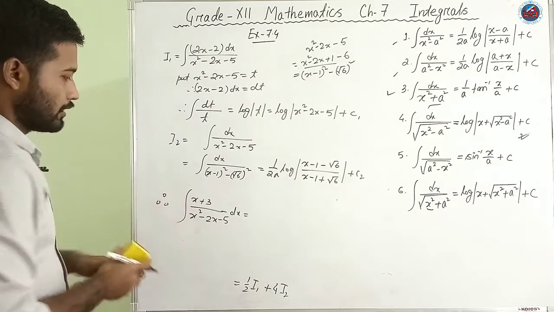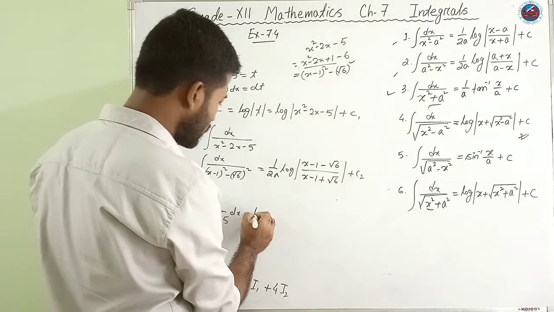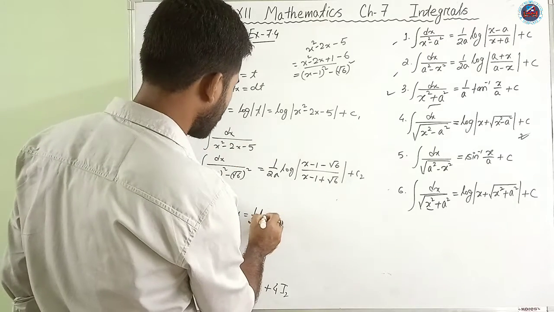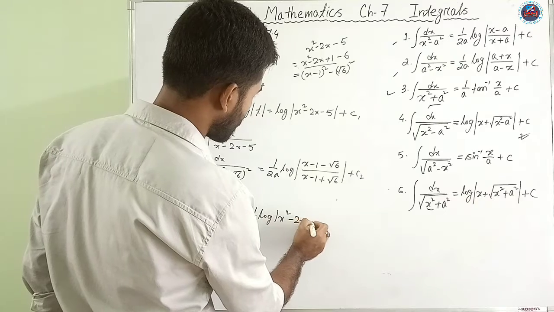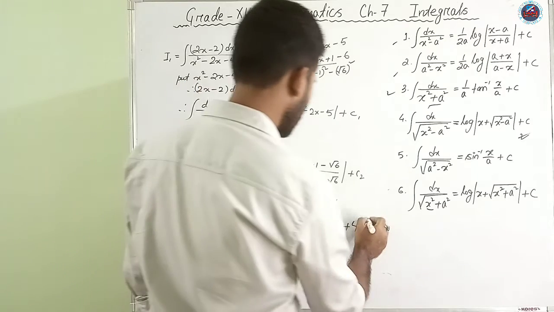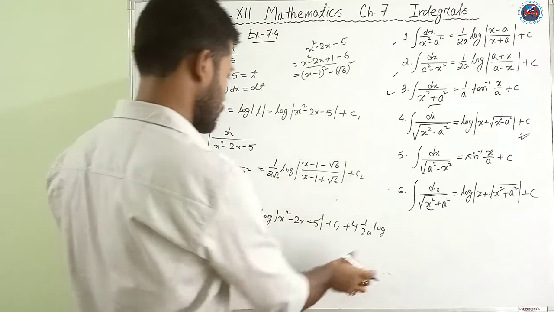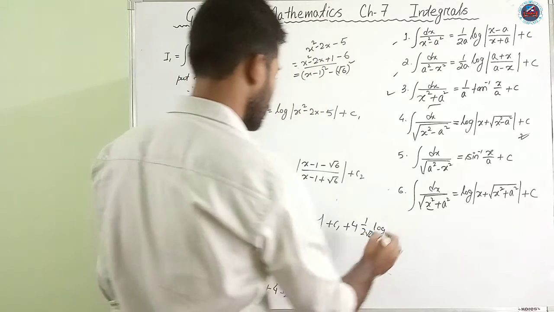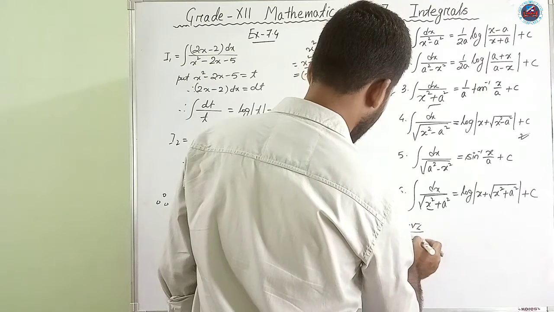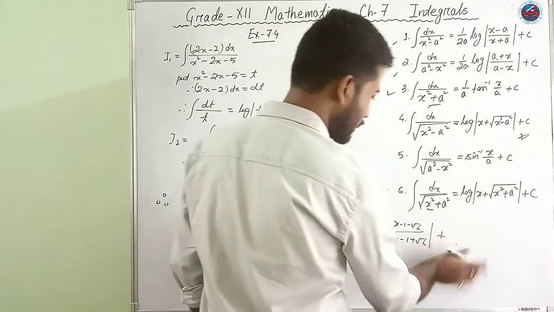So therefore this was our original integration, isn't it? And we have separated it into two parts and we have got these two values. So therefore our original answer will be 1 by 2. What is our I1? We have got I1 is equal to this. So 1 by 2 log x square minus twice x minus 5 plus c1, plus 4 into 1 by twice a. So here a will be root 6. Root 6 log of x minus 1 minus root 6 divided by x minus 1 plus root 6, plus c2. Now since there are two c's, I can just omit them and directly write a c.